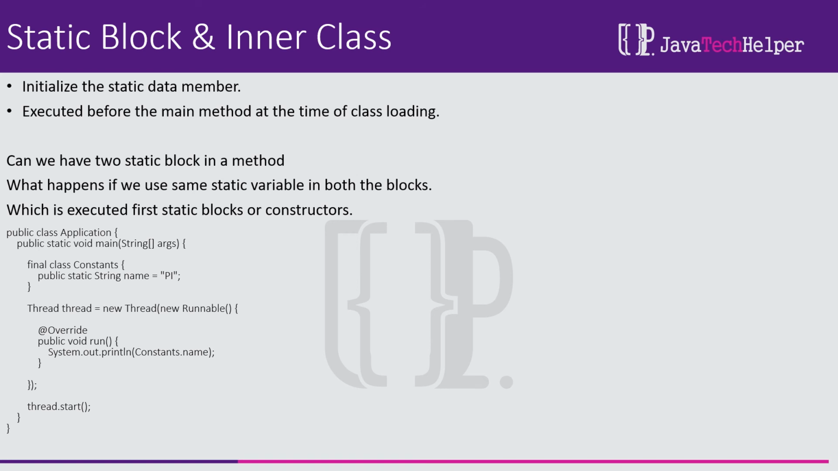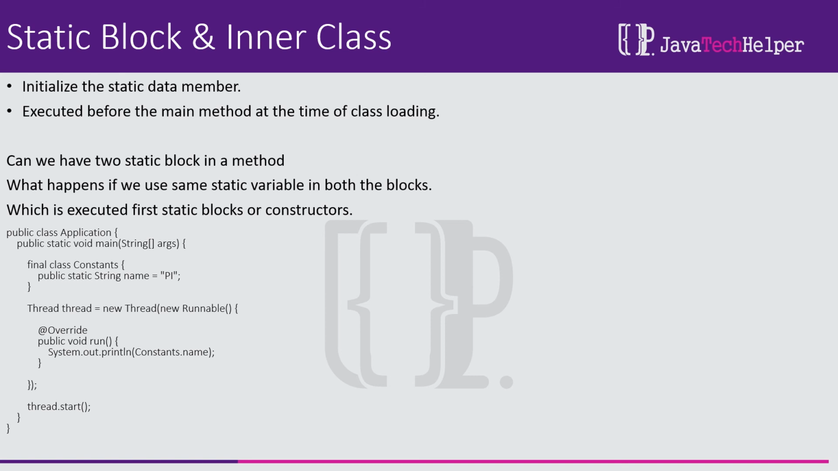Next is static blocks and inner classes. Static blocks are used to initialize static data members. When we have data members which we want to initialize at class loading, before any object is created, static blocks execute there. So they are executed before the main method, at the time of class loading.